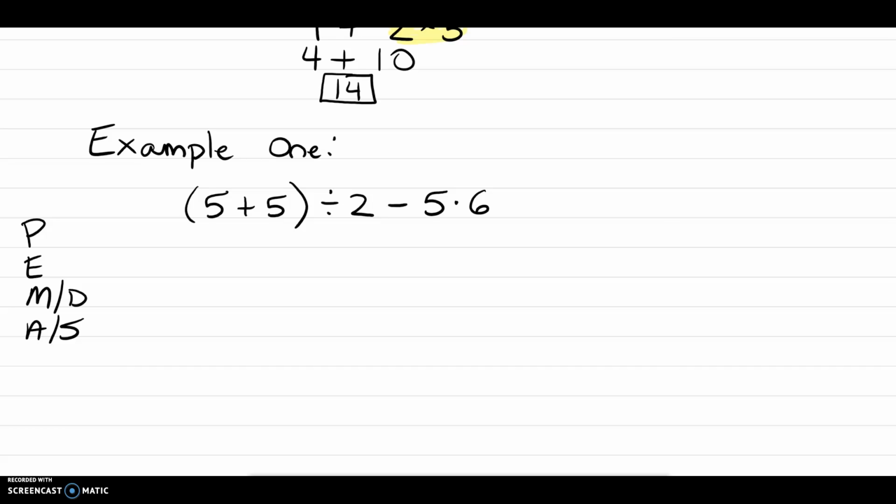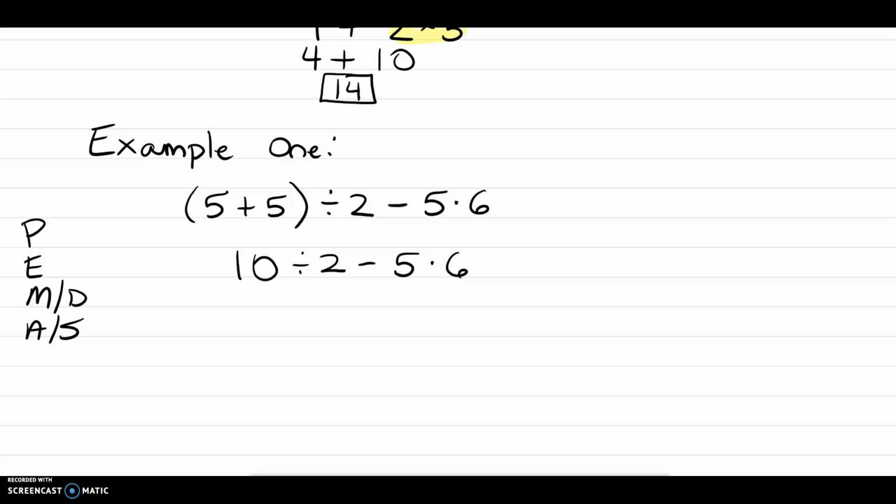Okay, so solving this example, the first thing I do see parentheses, because these 5 plus 5 is inside of parentheses. So I need to add 5 plus 5 and get 10. So I'm going to drop the parentheses, and now I have 10 divided by 2, minus 5 times 6. There is no exponent, so I'm going to skip this step since I don't see an exponent.